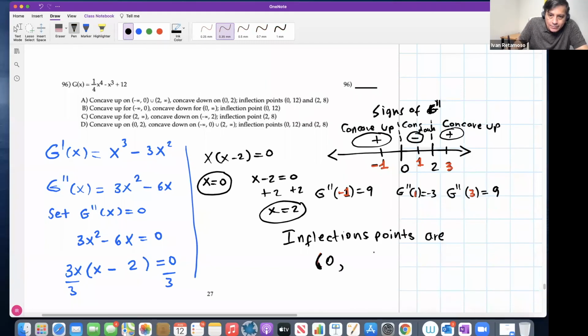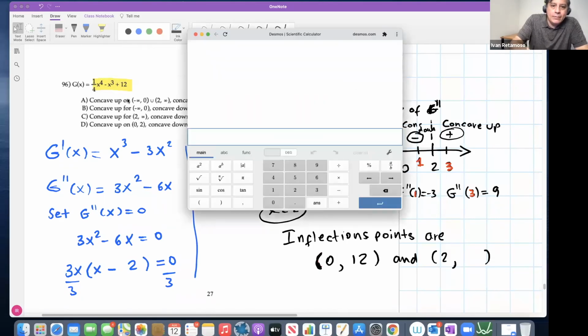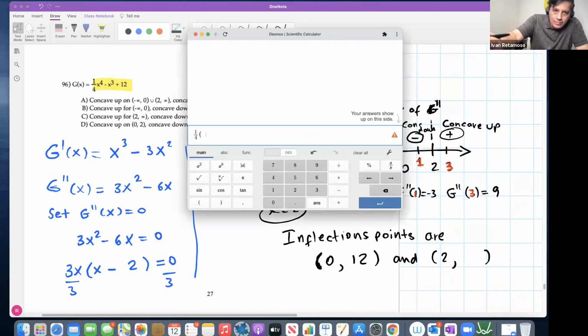The y coordinate via the function is easy to catch. This is the function. Imagine you substitute x with 0. This will be 12. So this is one inflection point. And there is another one, 2, comma, the partner of 2 via this function. Probably not easy to figure out using mental mathematics. So let's use our best friend, the Desmos Scientific Calculator.